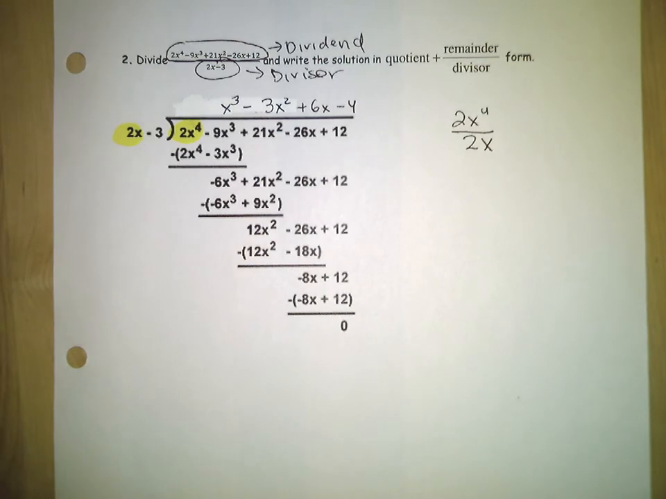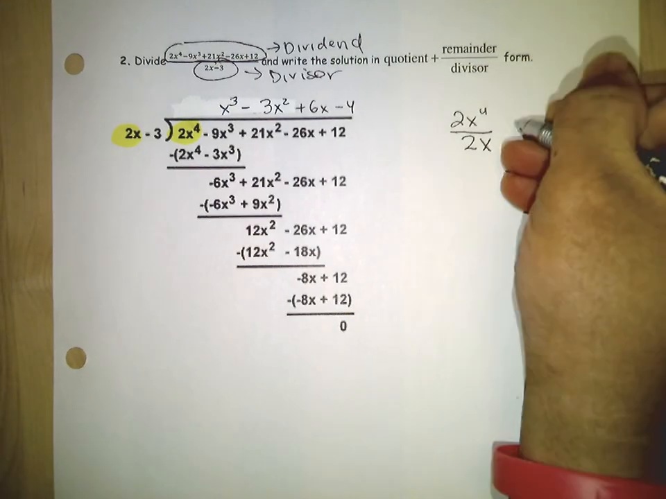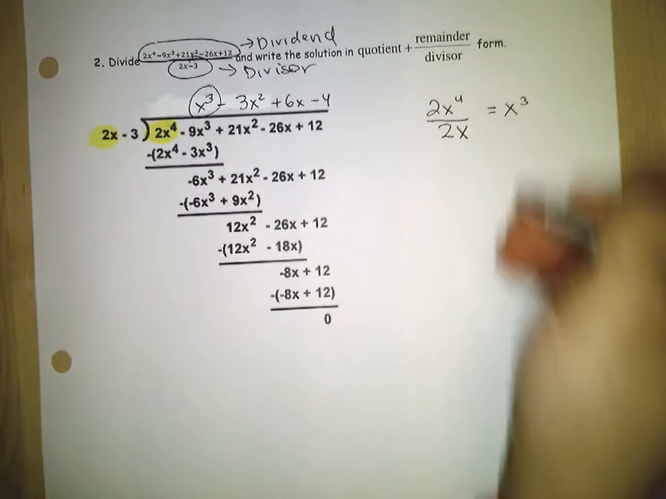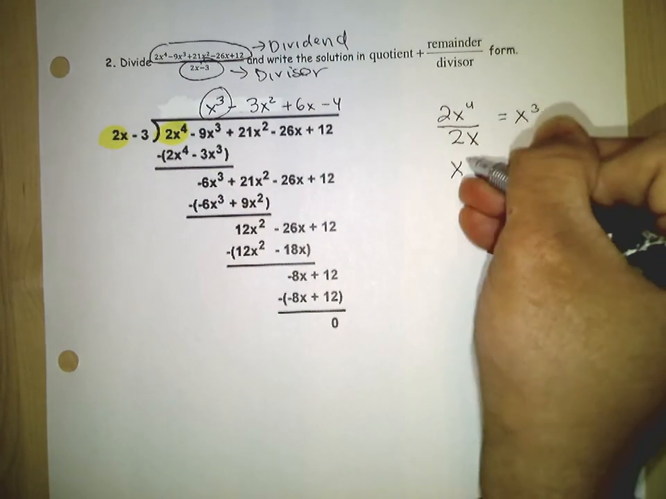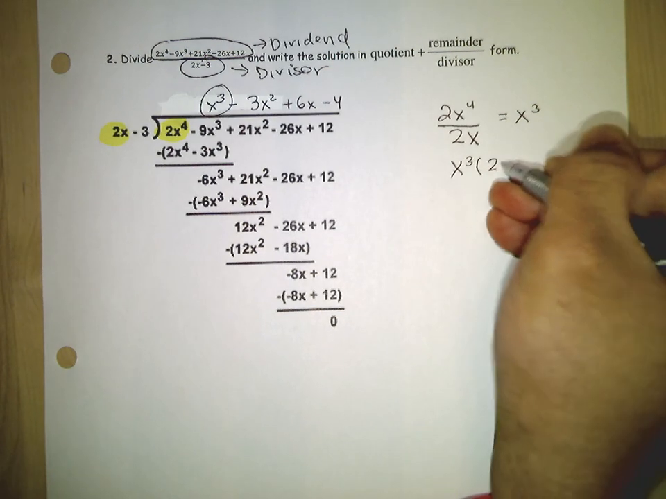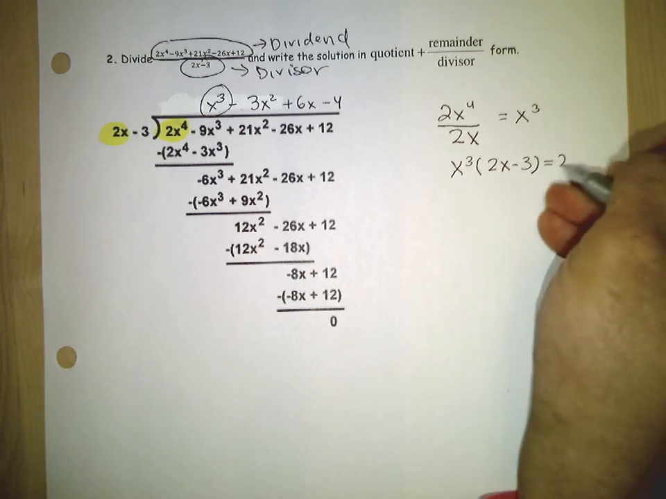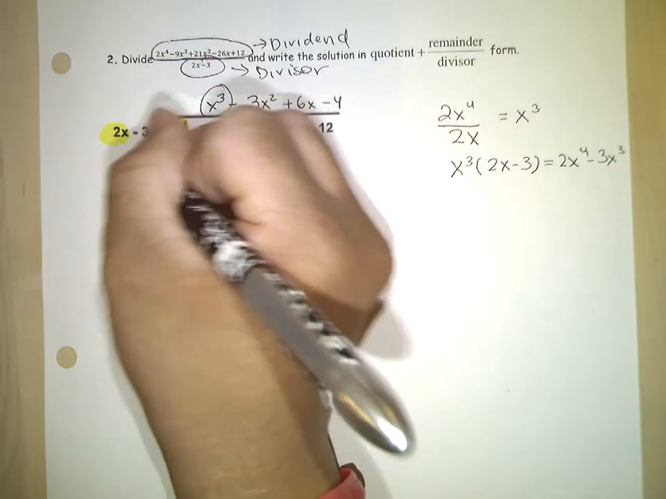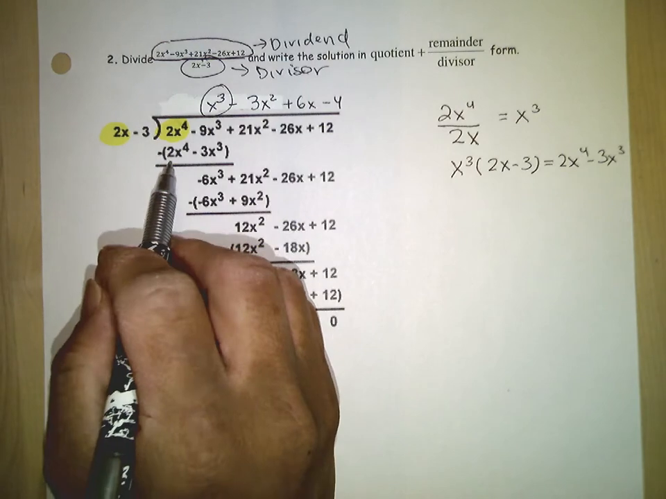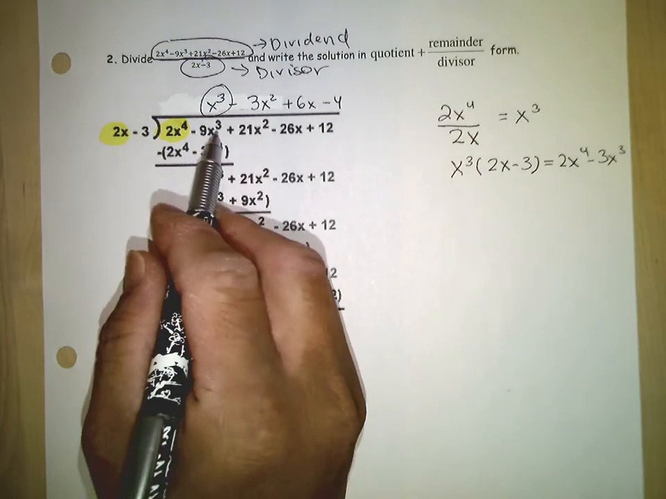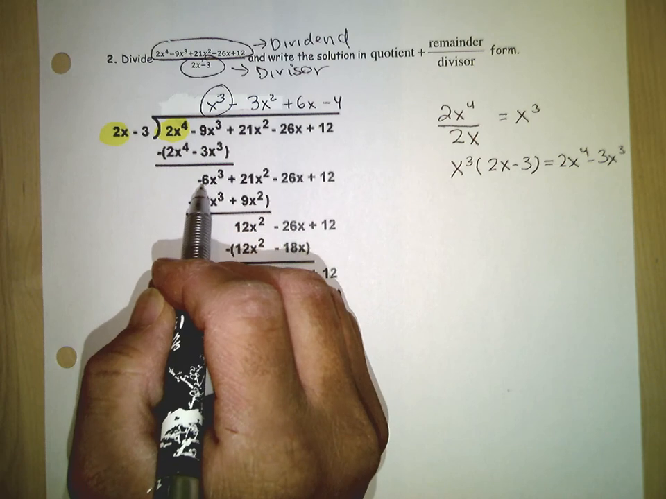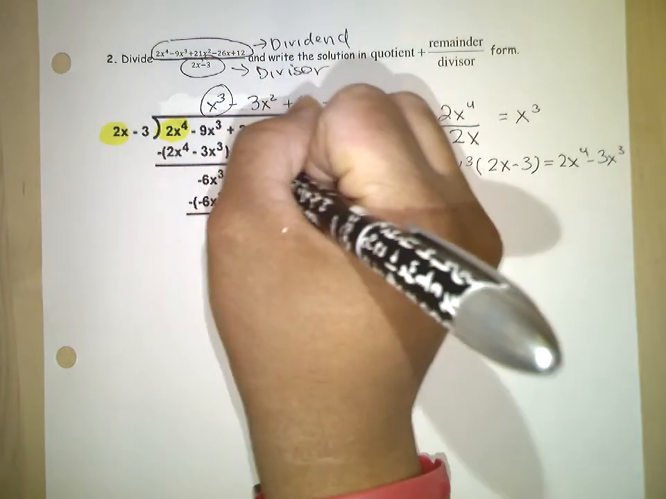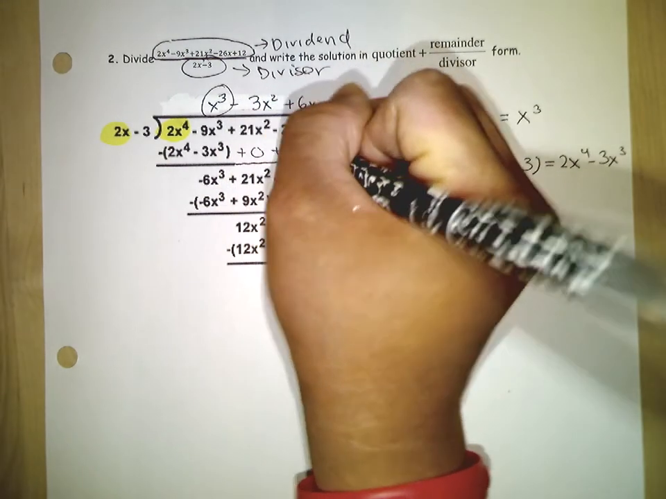All right, so 2x to the fourth divided by 2x is x to the third, so that's where this comes from. Then we take the quotient we just got, x to the third, and multiply by the divisor, so times 2x minus 3. That gives us 2x to the fourth minus 3x to the third. So that's where this comes from. And then we subtract: 2 minus 2, 0. Then negative 9 minus negative 3 is negative 6. So we have negative 6x to the third. And then, of course, you bring everything down because it's plus 0.